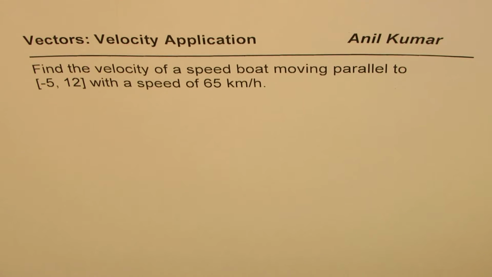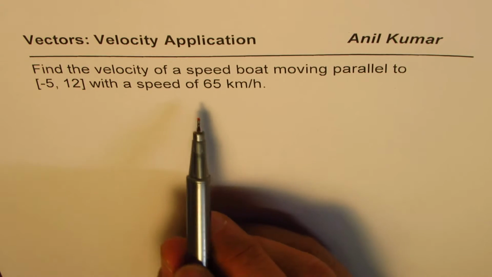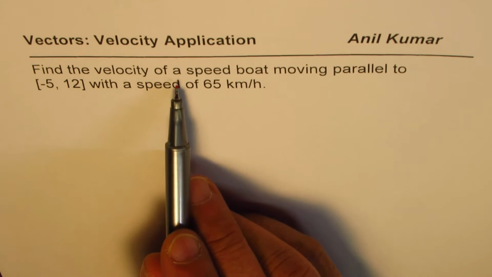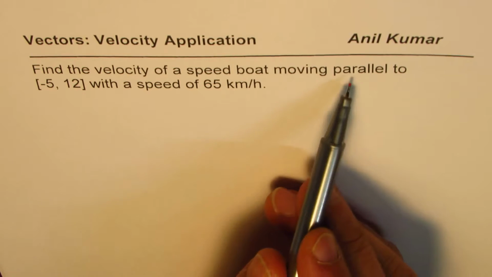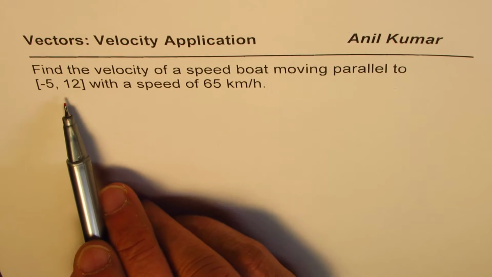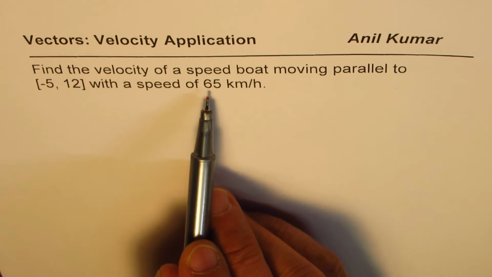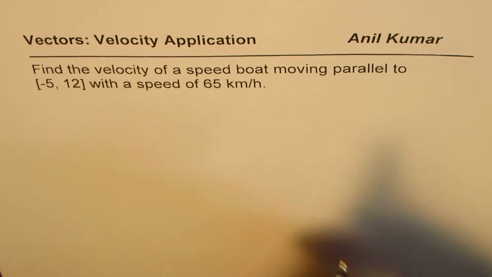I'm Anil Kumar. I've taken a few questions to review concepts of vectors. This one is based on application of velocity. We'll take a few more related to velocity in this list of videos. This is a very basic question. It says, find the velocity of a speedboat moving parallel to minus 5, 12 with speed of 65 kilometers per hour.